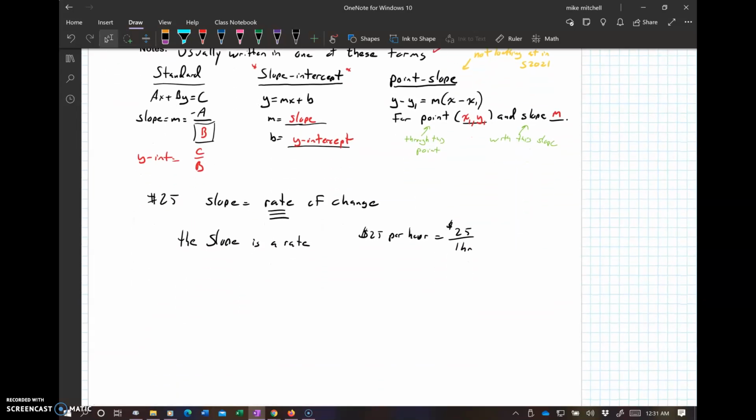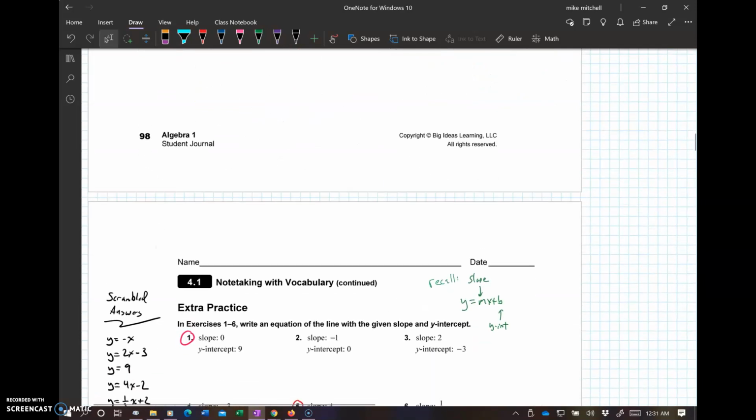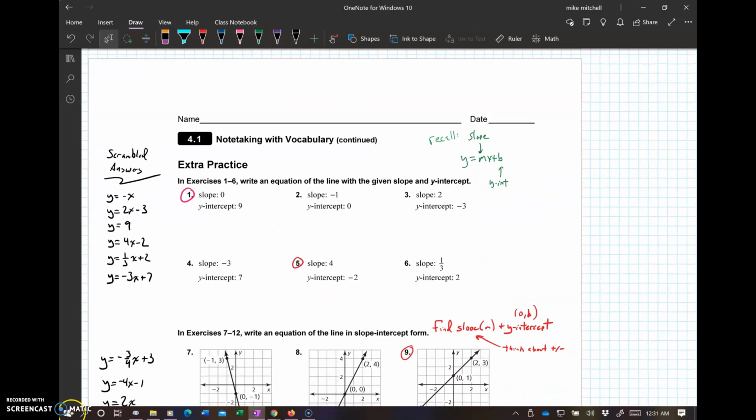Number 25, just a reminder, slope equals rate of change. Slope is a rate. Think of that. Rates are slopes, slopes are rates. Like $25 per hour, that's $25 over 1 hour, or a rise of 25, a run of 1. We're on page 98. I didn't mention that earlier. It was on our earlier picture, though.